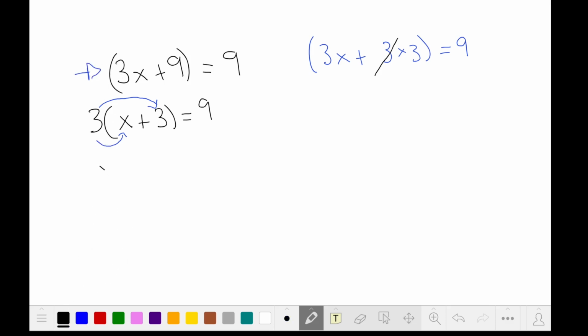So then we're going to have x plus 3 is equal to 9 divided by 3. X is equal to, well, 9 divided by 3 is just 3. I see it's being added to, so I subtract. And look at that. We have ourselves a nice simple answer.